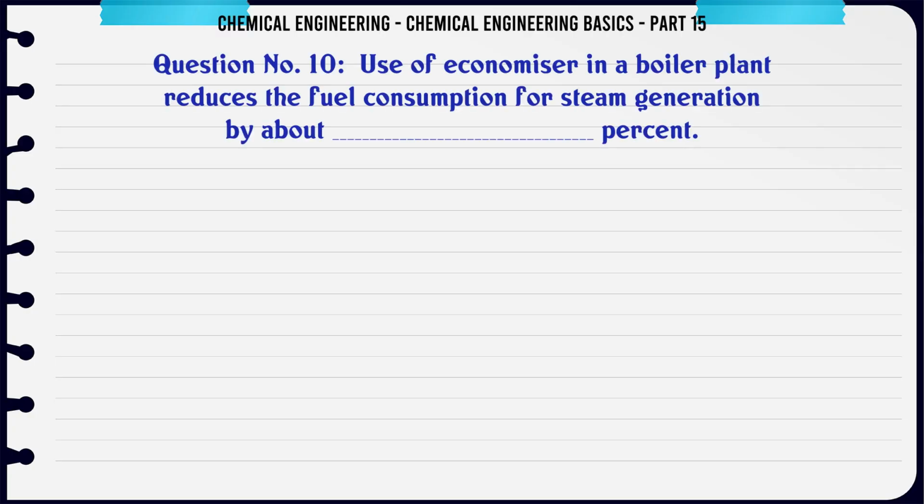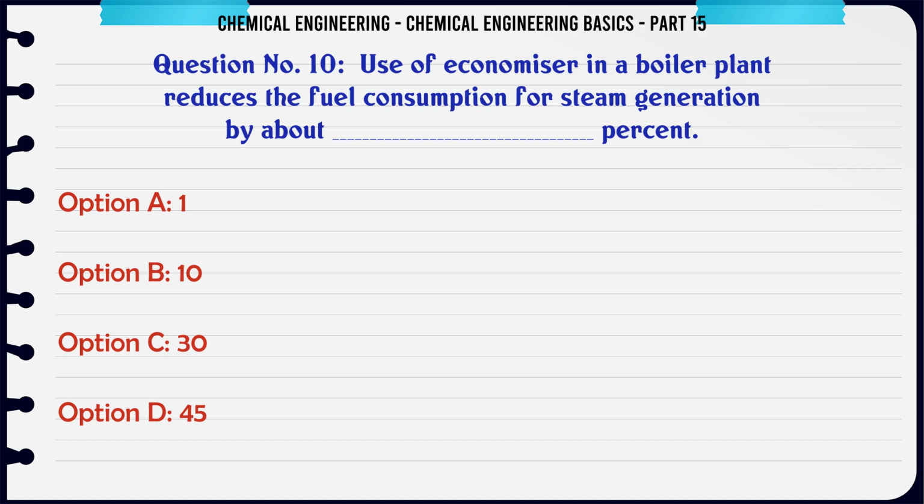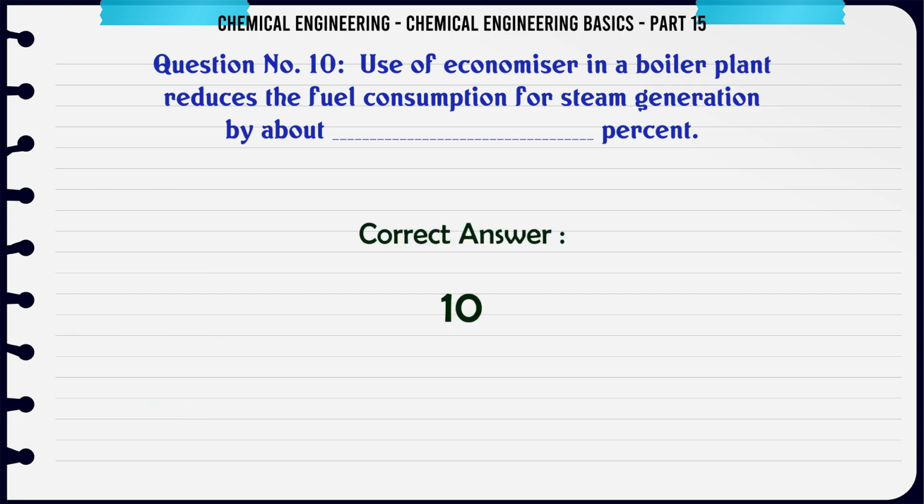Use of economiser in a boiler plant reduces the fuel consumption for steam generation by about ___ %. A. 1. B. 10. C. 30. D. 45. The correct answer is 10.